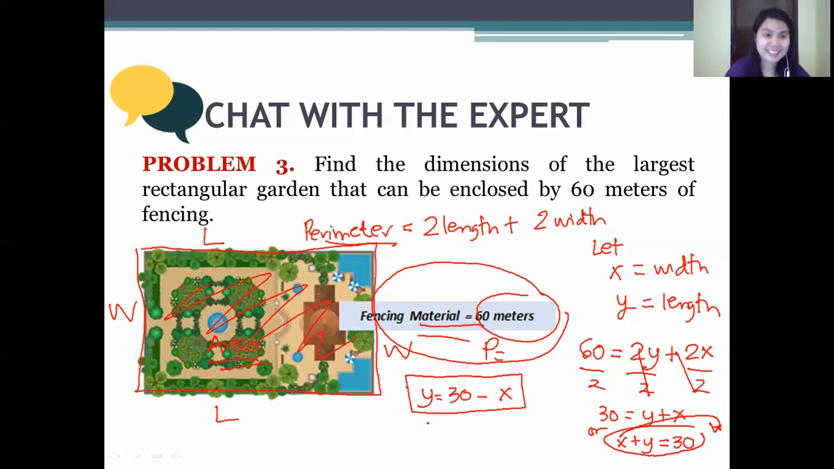Let's substitute again. Now this time, we are looking for the largest rectangular garden. How will you know it's the largest? If the area is at its largest. So it means that we'll be solving for the area. Remember, what is our width? X, right? Our width is X. What is our length? Y. What's the value of our Y? There, 30 minus X. So let's start solving for the area.